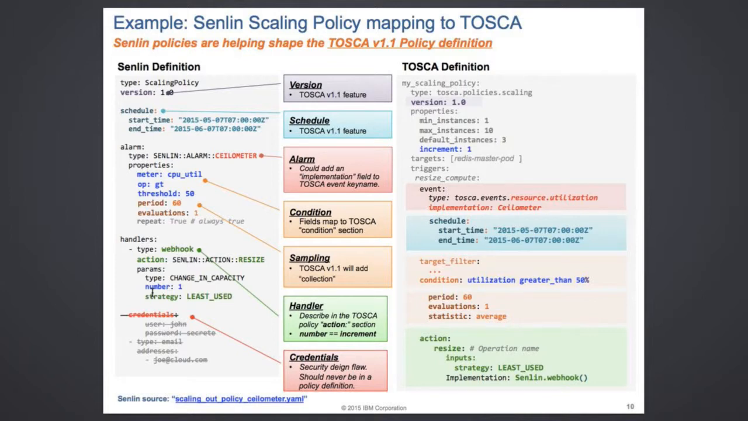You also have a scheduling concept in Senlin, which is actually something that we're taking back into Tosca. So we're adding a schedule component to the policy definition, so you can say when this policy is valid, for what dates and times. We have alarms. The alarm concept maps to being described as an event. The event is actually a generic Tosca thing that maps to Ceilometer. The implementation here, you can see on the right, is a Ceilometer implementation.